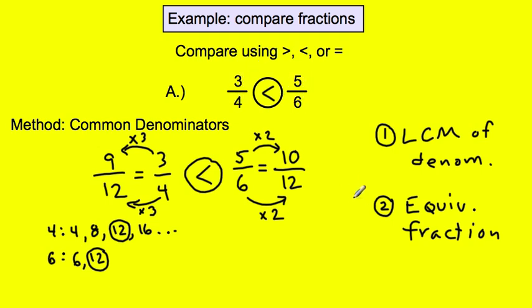3/4 is less than 5/6. So the way we do that, number one, find the least common denominator, or least common multiple of the denominators, then find equivalent fractions, and then number 3 is just compare the numerators. I guess I can write out compare numerators.